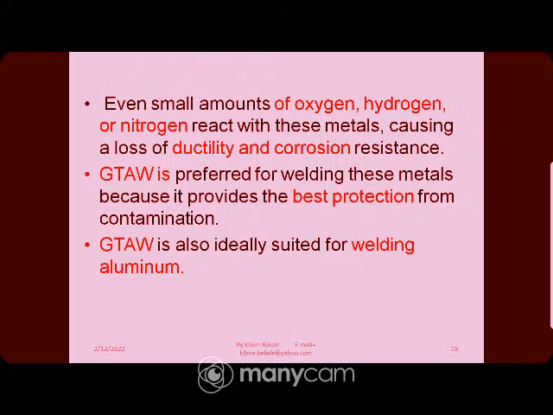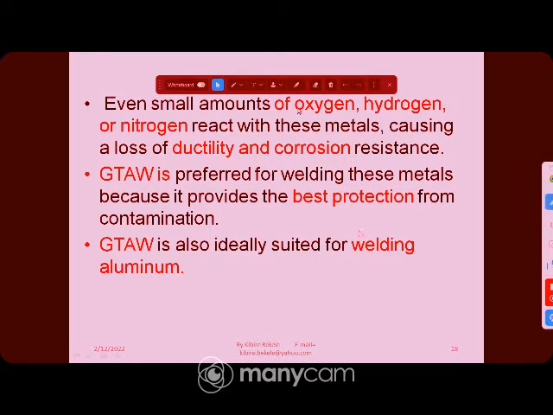This is the preferable process for welding reactive materials and also non-ferrous alloys. Gas tungsten arc welding is also ideally suitable for welding aluminum. As we know, aluminum is one of the most commercial types of metals, especially in construction and production areas. This is because of the different properties of aluminum.